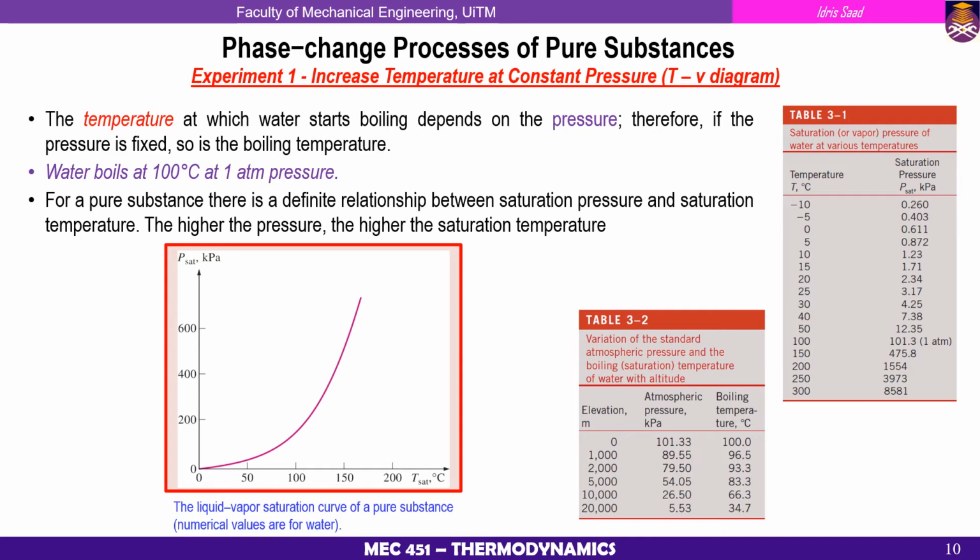Table 3.2 illustrates the variation of the standard atmospheric pressure and the boiling temperature of water with different altitude. So, you may use this table to boil the water if you are climbing a mountain or digging your own graveyard or whatsoever. Basically, this is the relationship between pressure and temperature for the boiling state of water.